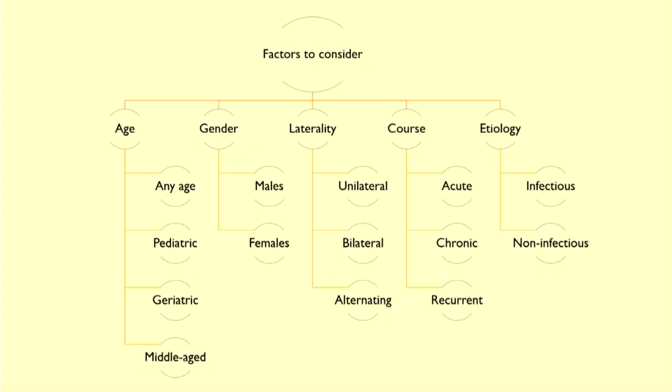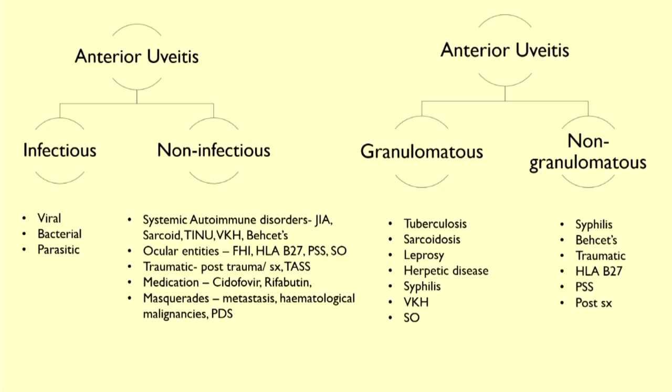So to recapitulate, you see a patient with anterior uveitis, look and ask for all these points. Look at the age of the patient, male or female. The laterality will give you a clue many times. The course of the disease is very important to understand, whether it is acute, chronic, or a recurrent disease. Etiology is for you to understand and to classify whether it is infectious or non-infectious. And this is just to sum it up. It could be infectious, various causes, non-infectious, so many. So this is not an exhaustive list by any chance, but these are the most common conditions you may see.